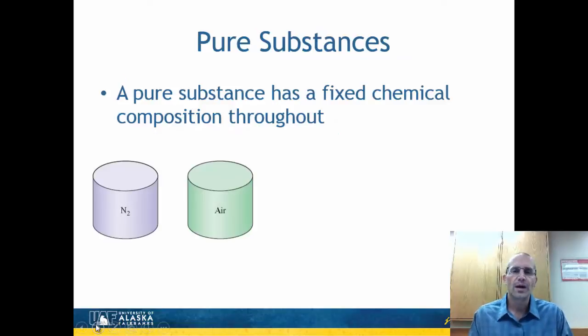So first, let's go ahead and define what is a pure substance. A pure substance has a fixed chemical composition throughout. So in other words, this is something that is homogeneous. You probably ran into that term before in chemistry.